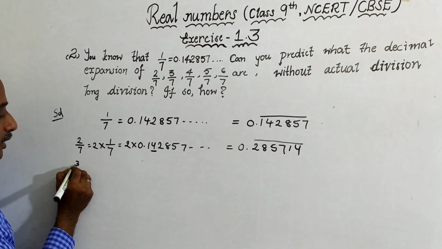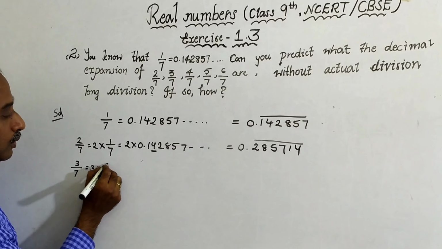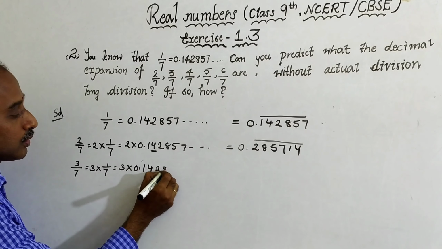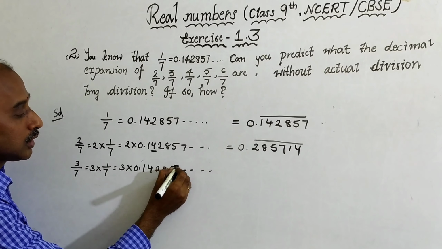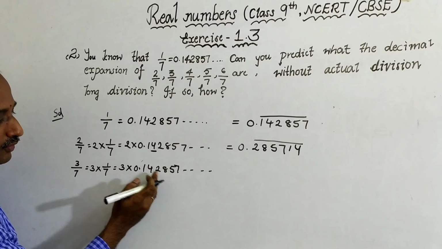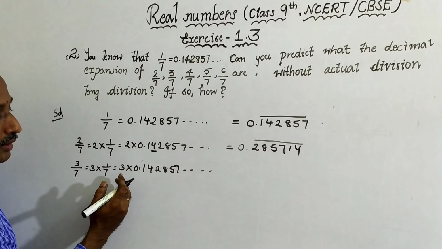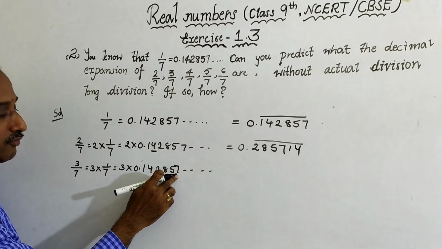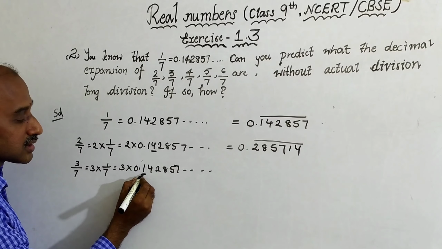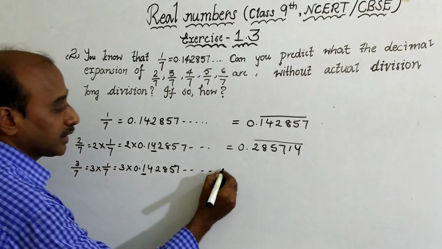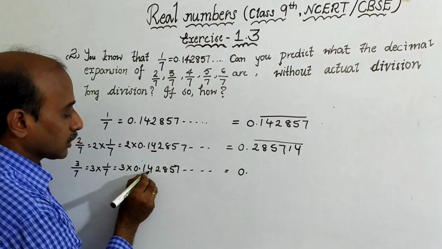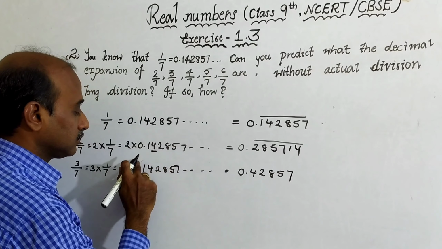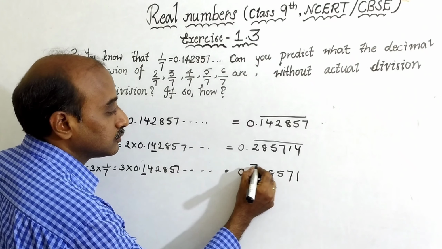Now similarly 3 by 7. 3 into 1 by 7. Generally, 3 into 0.142857 and so on. Generally we have to multiply with 3, and it will take some time. Instead of that, directly you can put the value. So 3 7s are 21. The last digit is 1. After 1, what will you get? 0.1, after what? 42857. Come to first again: 1. This is the value.